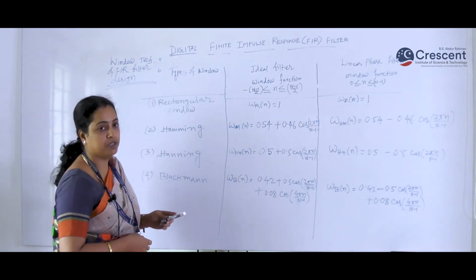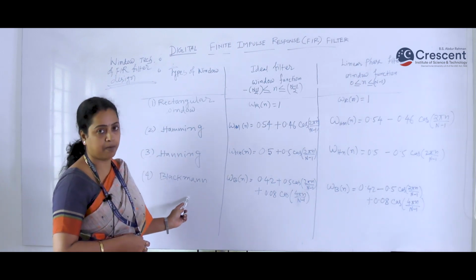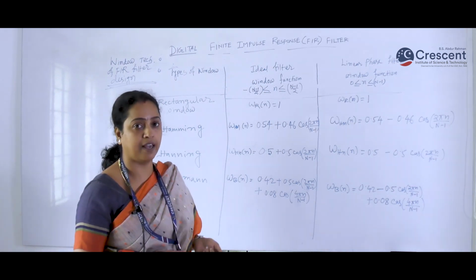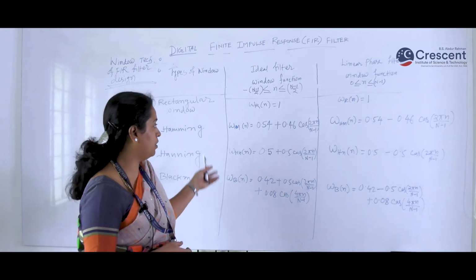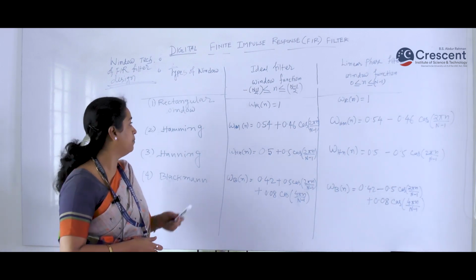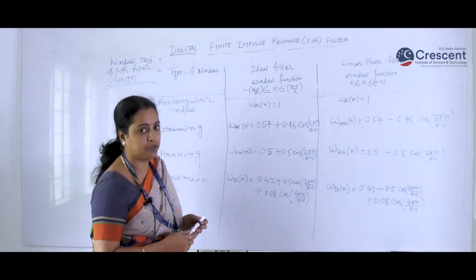So we are going to use here rectangular window, Hamming window, Hanning window and Blackman window. Apart from this, we have some other windows also, like Kaiser window and others, but we are going to use these 4 windows for designing the FIR filter using the window method. So in case of rectangular window, you can see that here I have written the types of window.